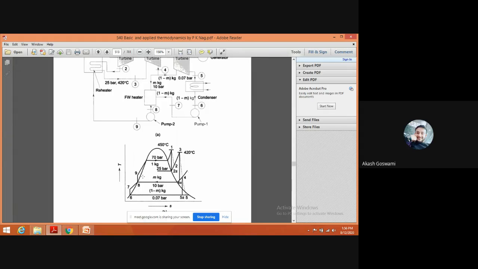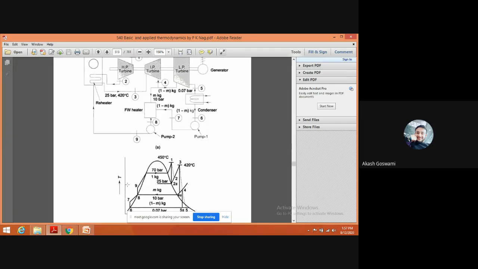Sir, in regeneration, when we use the steam from the high pressure turbine, from which point do we have to extract the steam from the turbine? How do we get to know that point? That point basically is where the majority of the expansion is done.